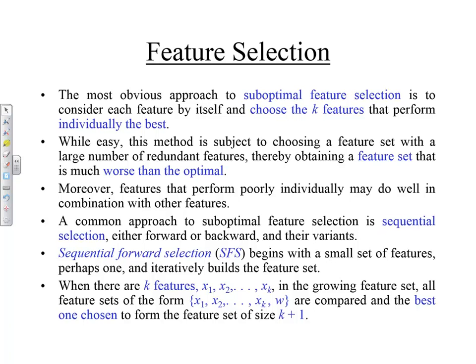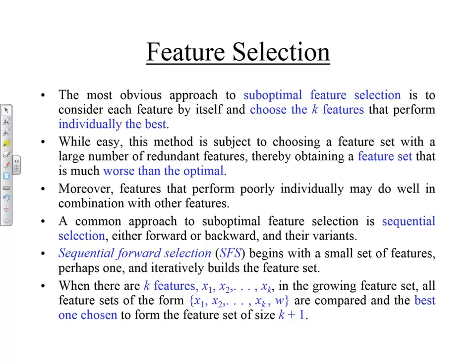So a common approach to suboptimal feature selection is what is called sequential selection. You don't do one at a time. Instead you do it sequentially, either forward or backward, and their variants. Sequential forward selection will begin with a small set of features, maybe one. Then you will add one more feature to it, to see if you can do better. And you'll iteratively build the feature set.